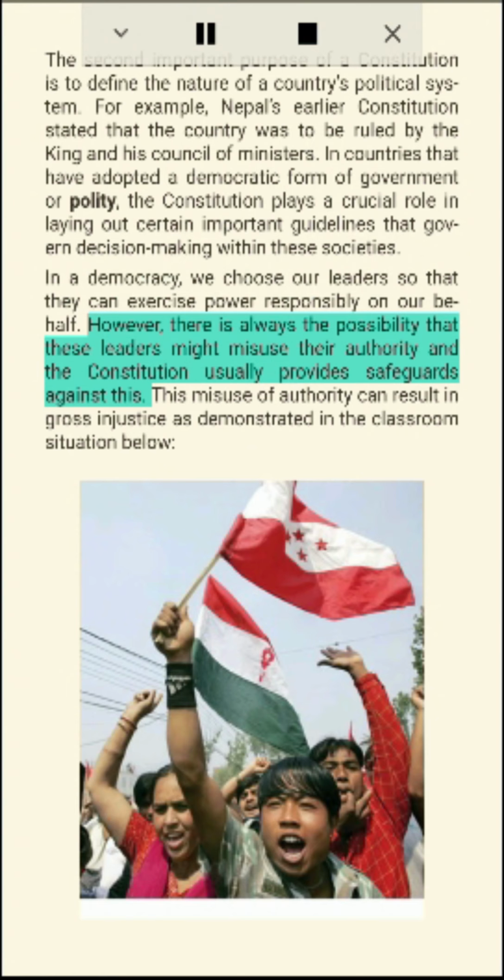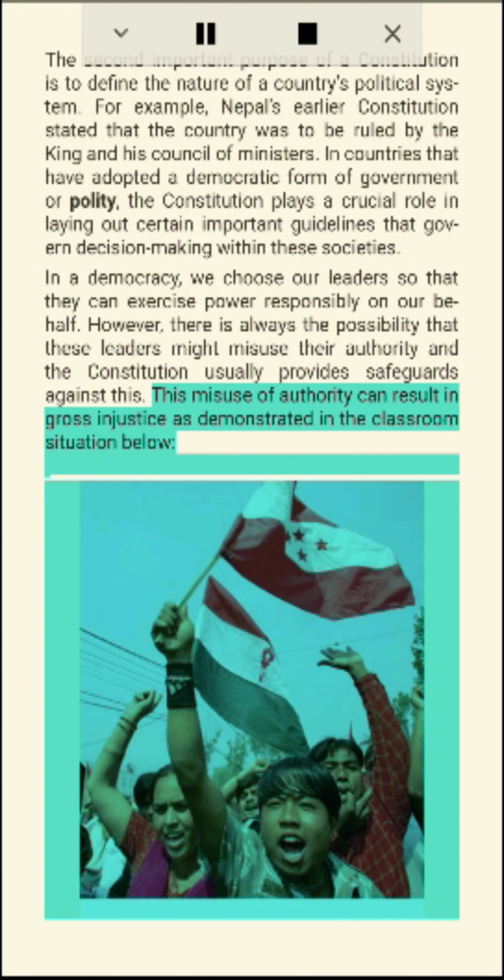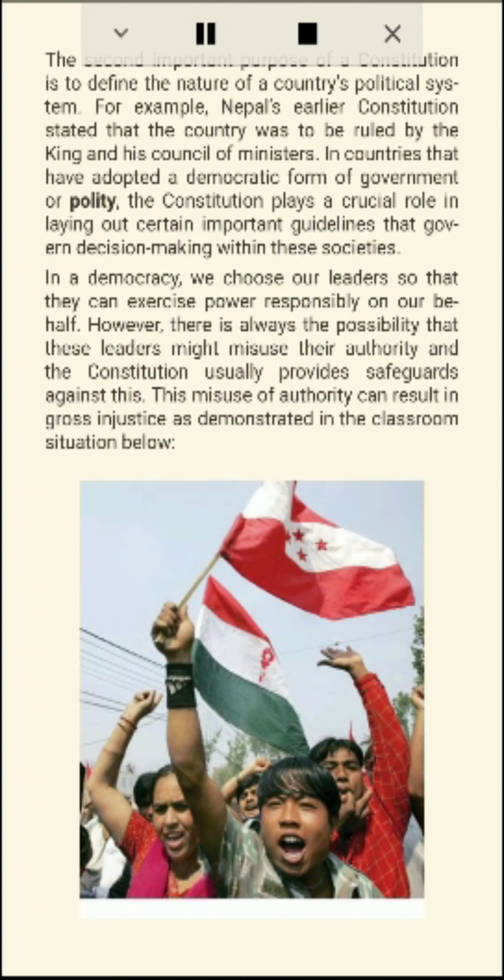In a democracy, we choose our leaders so that they can exercise power responsibly on our behalf. However, there is always the possibility that these leaders might misuse their authority, and the constitution usually provides safeguards against this. This misuse of authority can result in gross injustice, as demonstrated in the classroom situation below.